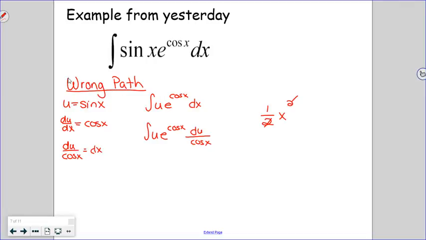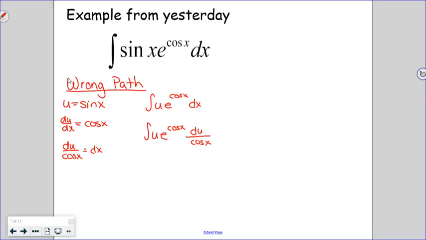So I can't do that, and what I've now done is actually given myself something even more complex, because now I'm looking at the integral of u times e to the cosine x times 1 over cosine x du. That did not help anything. That's when I know that I've hit the wrong path, is when I go to insert that derivative here, and it's not simplifying this into something that I know how to anti-differentiate.